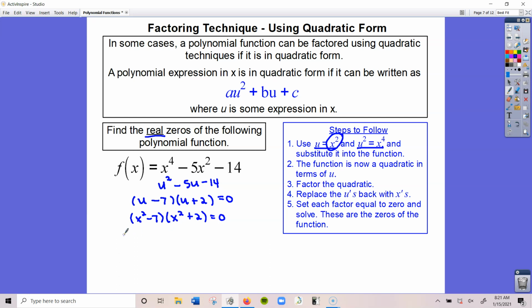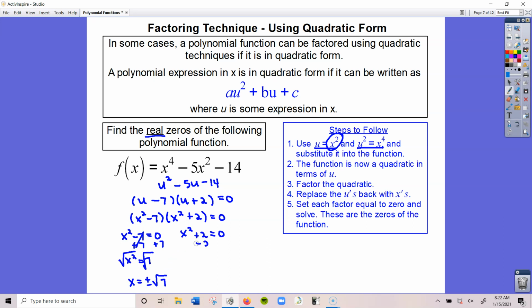So now we're going to take each individual factor, make it equal to 0 and solve for x. For this one, I'd have to add the 7. So x squared is equal to 7. And then I would have to square root. So x would equal plus or minus the square root of 7.